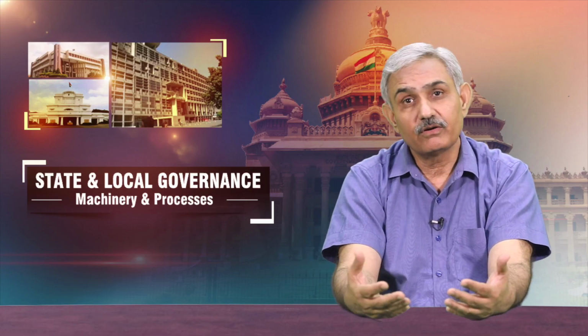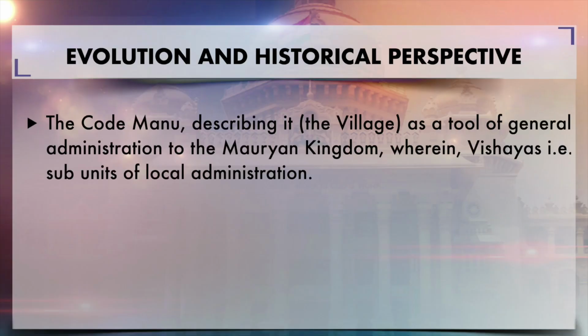Therefore, there has been continuity in the usage of district both as a phenomenon and practice. During the Vedic period, or as per Manu, who described it, although the name district was not there, there were villages at the time. It has been considered as a tool of general administration to the Mauryan kingdom, wherein Vishas, that is the subunit of the local administration, is considered to be a level which presently we call the district level or the district administration. Manu, in his code, described the villages as a tool of general administration.